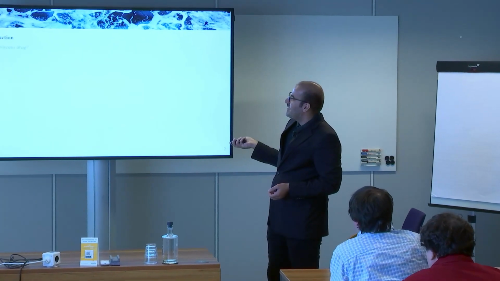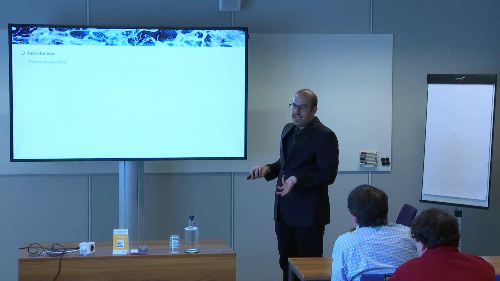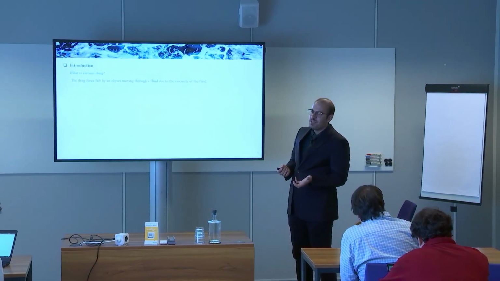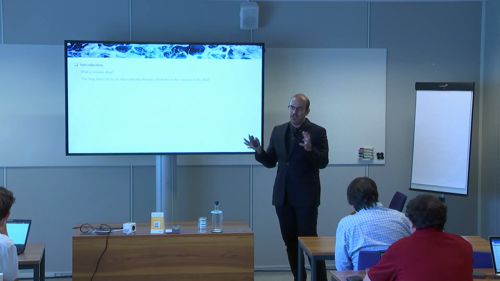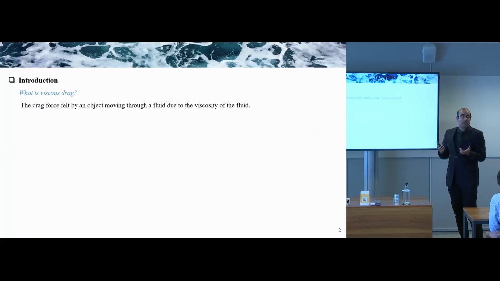The first question is, what is viscous drag? Viscous drag is simply the drag force experienced by a moving structure in a fluid medium, and this is because of the viscosity of the fluid. Why is it important in the context of floating wind turbines?